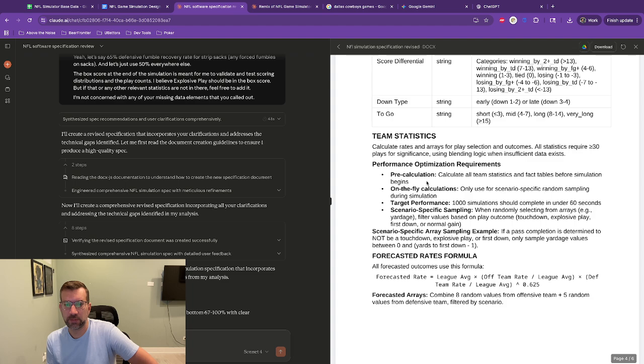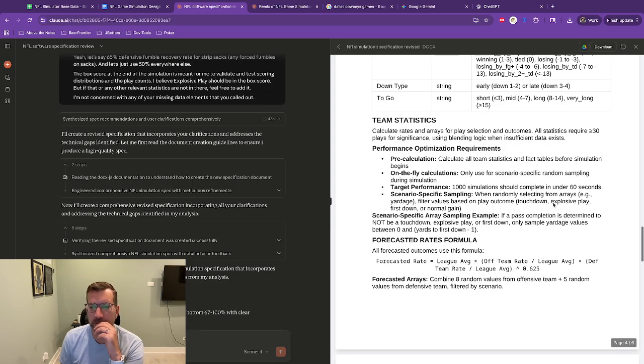Calculates pre-calculations on. Okay, so cool. That's actually nice. It calculates all team statistics and fact tables before simulation begins, only used for scenario specific sampling. 1,000 simulations should complete. Okay, I mean that's fine. I think that's valid. That should be doable given what we saw before.